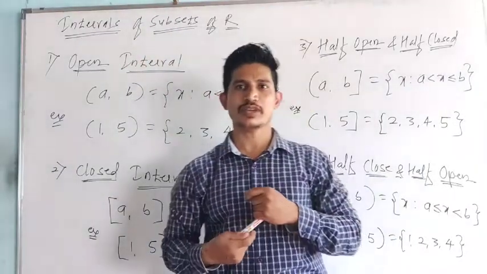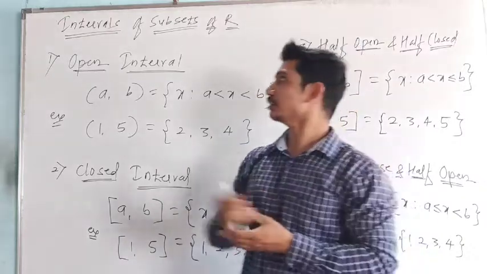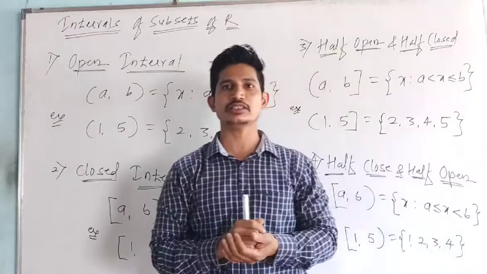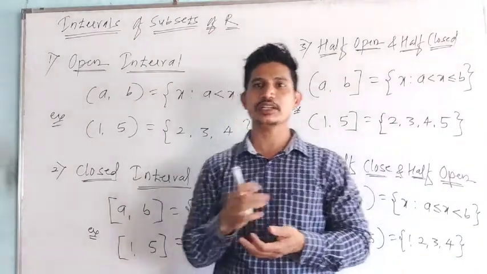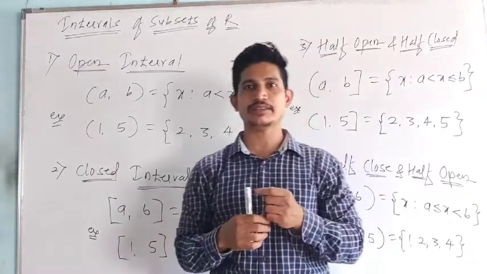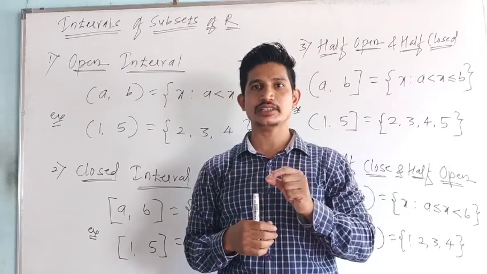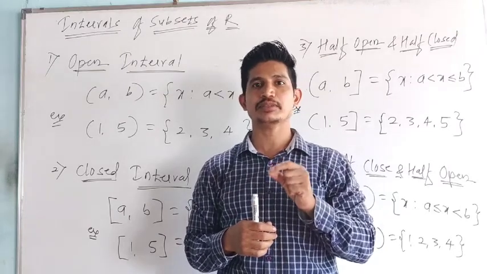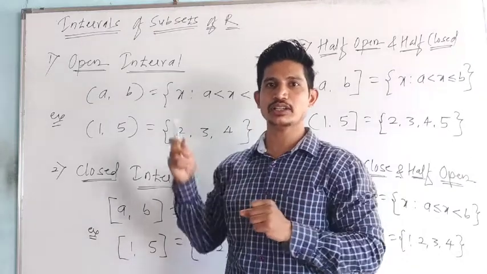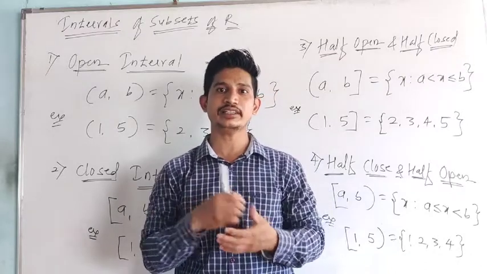So now we are going to learn the next point: intervals of subsets of R. There are some intervals we are going to learn from the real number set. Real number set means all the values we are taking from the real number set. Why real number? Because the real number set is the biggest set in the number system, so every number we can take. That's why we are using the real number set.